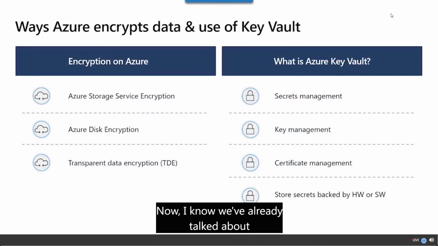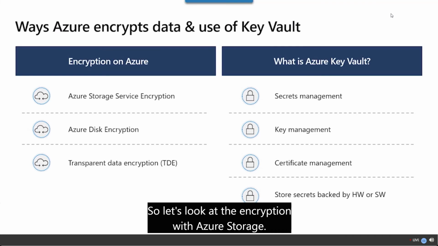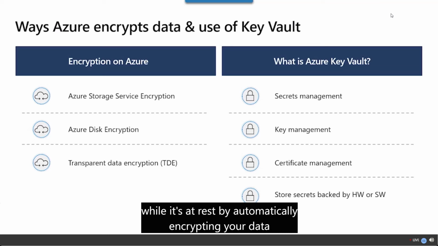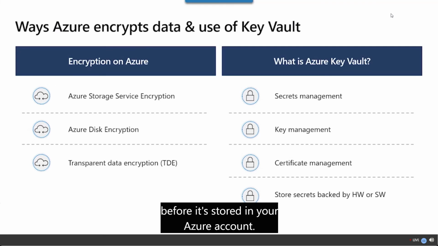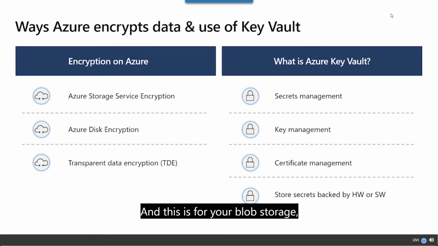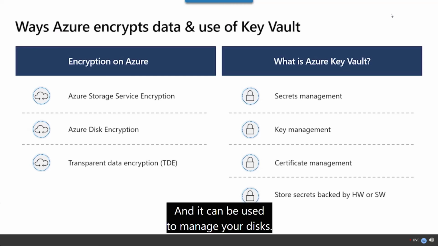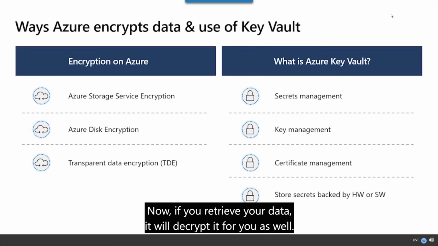Now, I know we've already discussed the way that encryption works, but I want to go into a little bit more detail on how encryption works inside of Azure. So let's look at the encryption with Azure Storage. What it's doing is it's protecting your data while it's at rest by automatically encrypting your data before it's stored in your Azure account. And this is for your blob storage, your file storage, or even your queue storage. And it can be used to manage your disks.